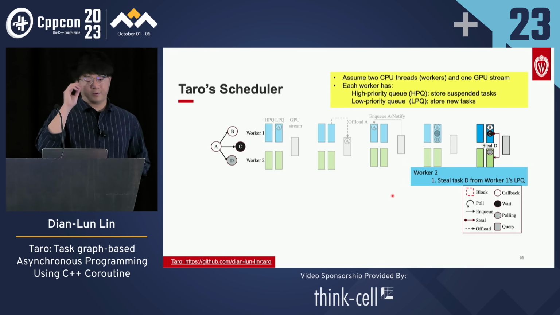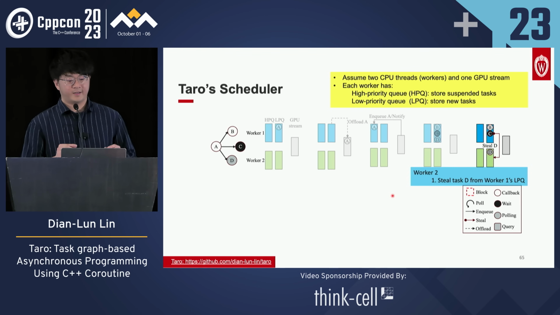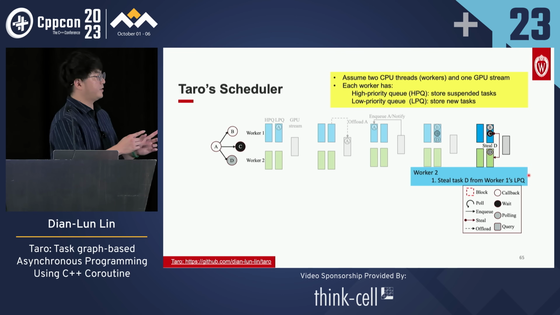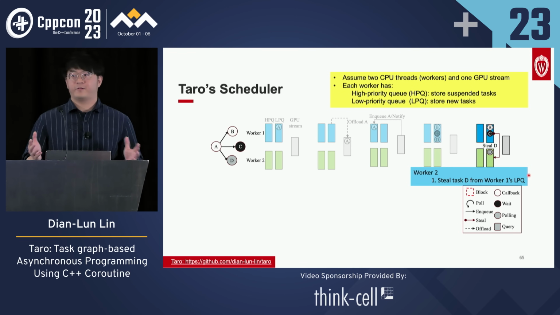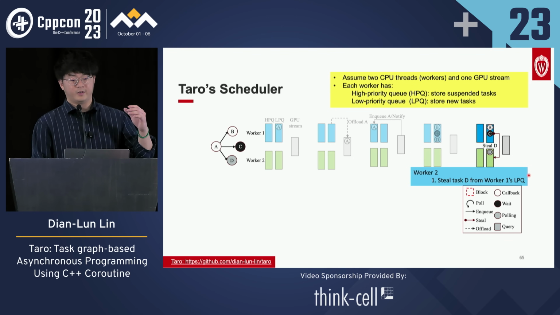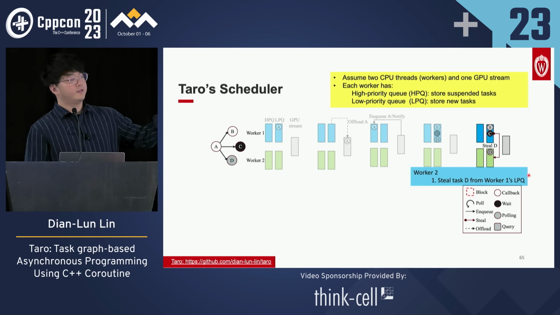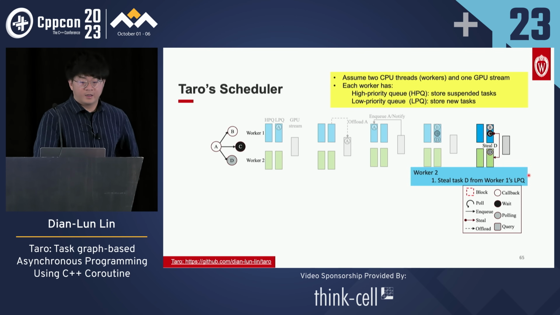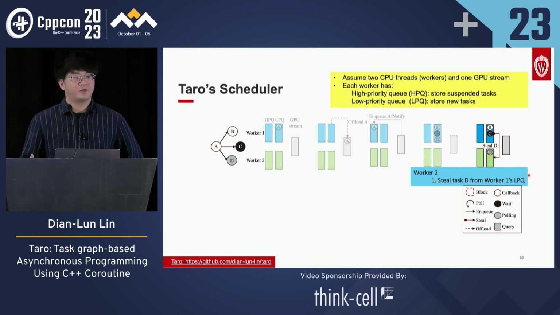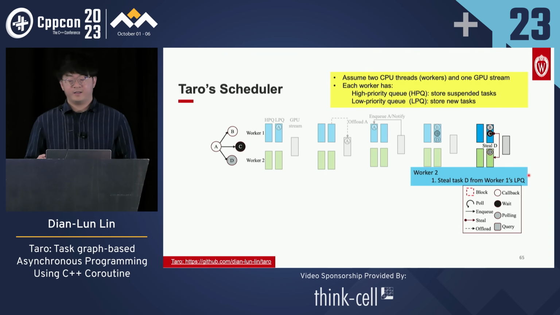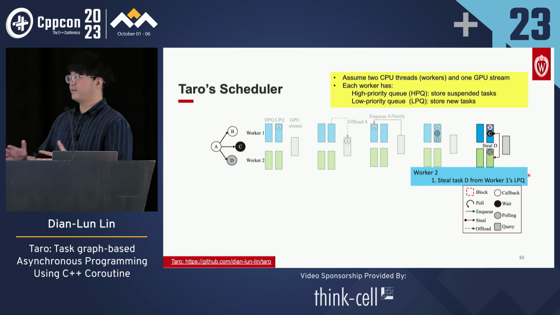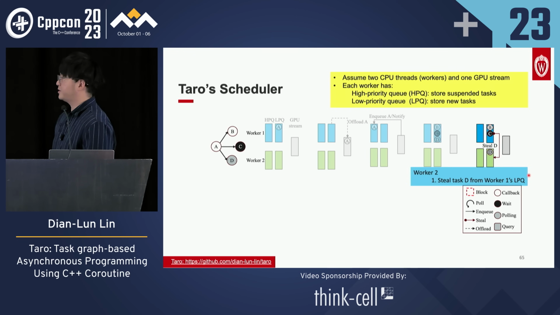Okay, so in this step, worker 2 steals task D from worker 1's low priority queue. So we have a work stealing algorithm, and in our work stealing algorithm, a worker will try to steal a task from another worker's low priority queue. Low priority queue stores new tasks that are not executed before. So stealing a task from the low priority queue does not incur overhead like cache misses or context switches.